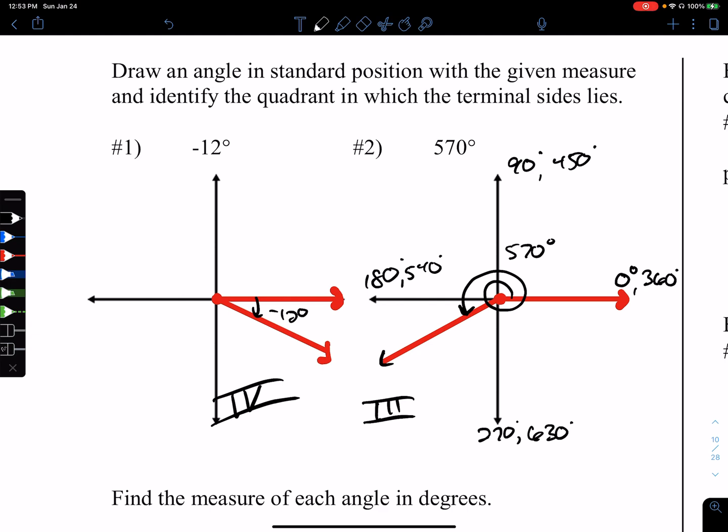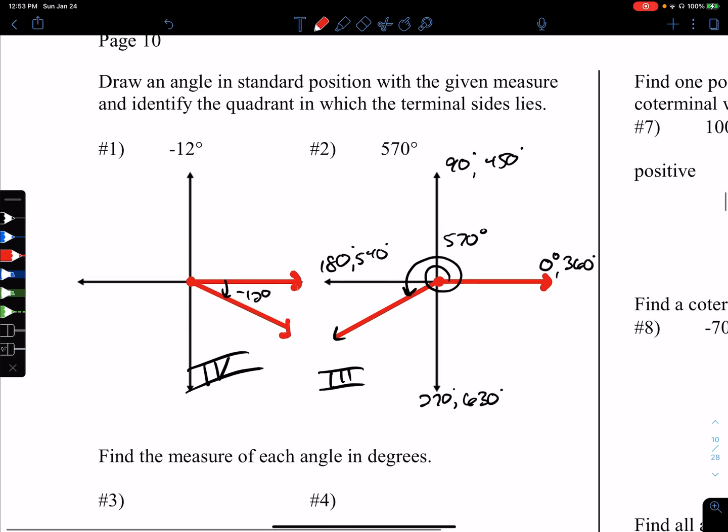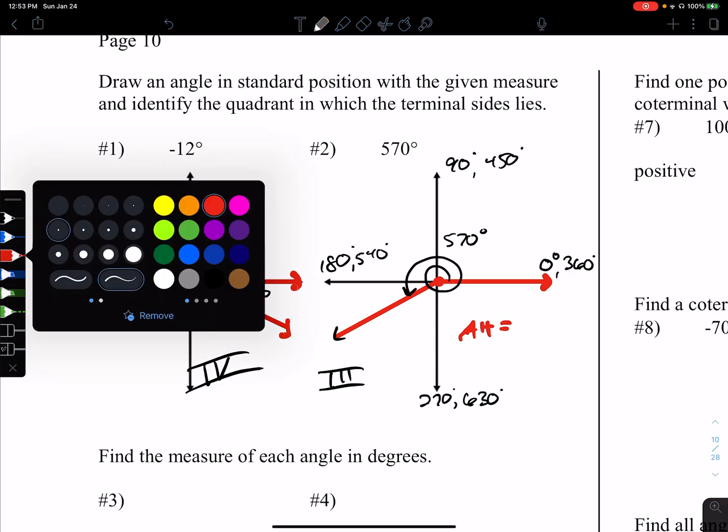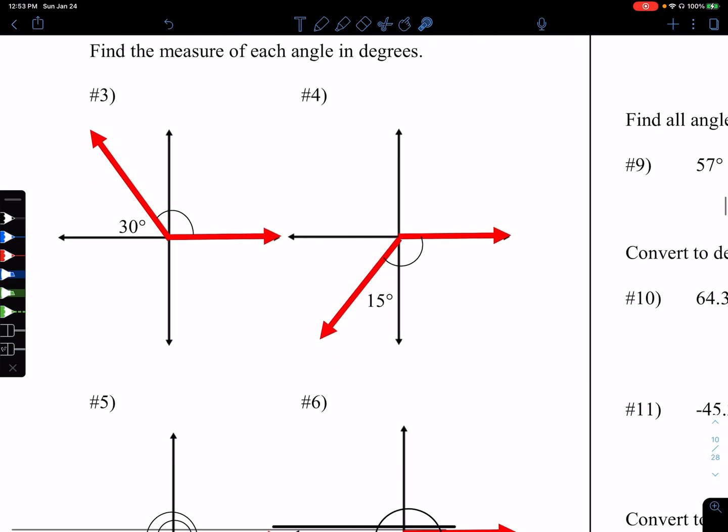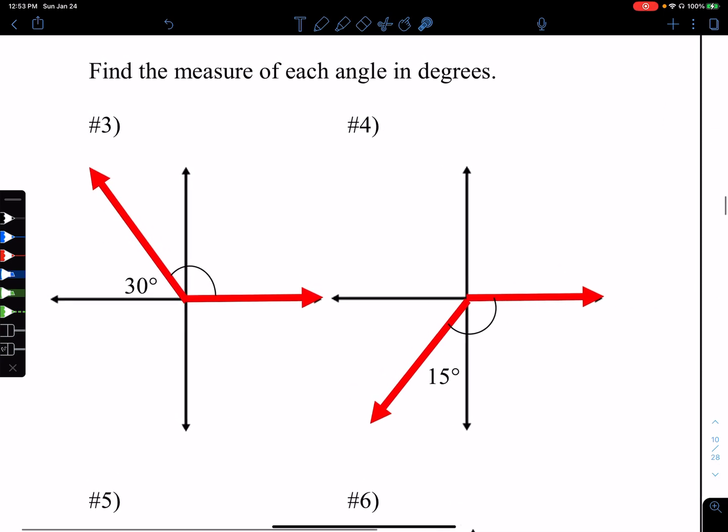If I wanted to find a coterminal angle here at the beginning, it's an alternate method. I could have taken 570 minus a complete revolution. That would have gotten me 210 degrees, which would end up being in the same location. Find the measure of each angle in degrees.